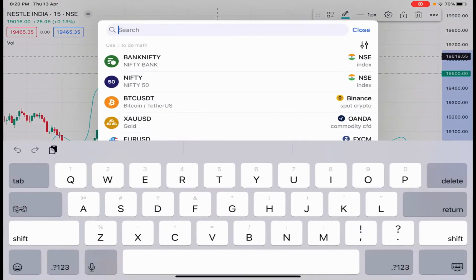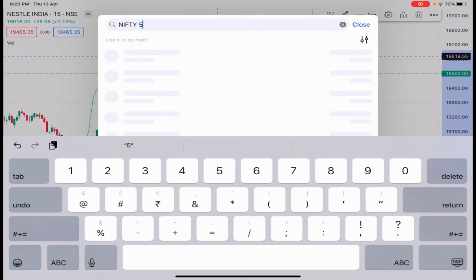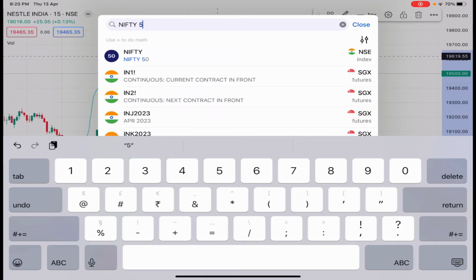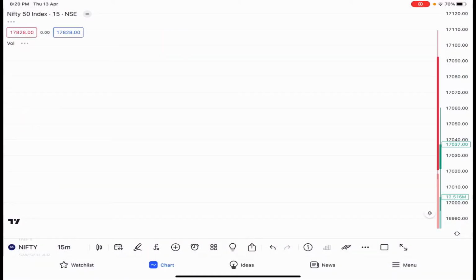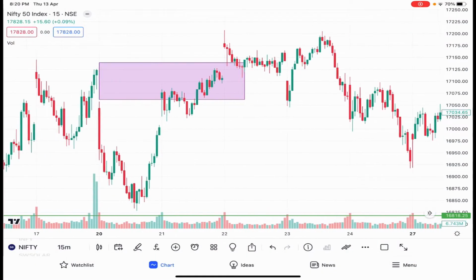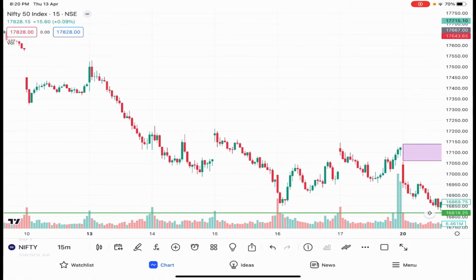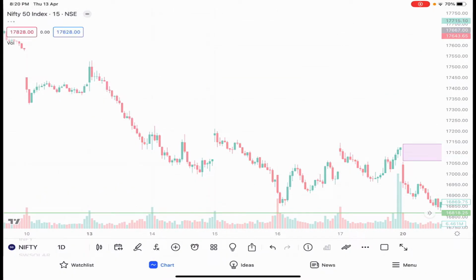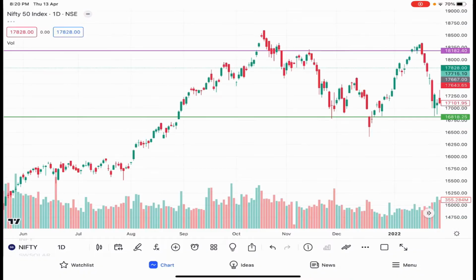Let's see better examples of the same. Let's go to our Nifty 50 index. So Nifty 50 index is the stock market index, right? See this now. Let's go on a bigger time frame. We'll be discussing all the time frames in later videos.